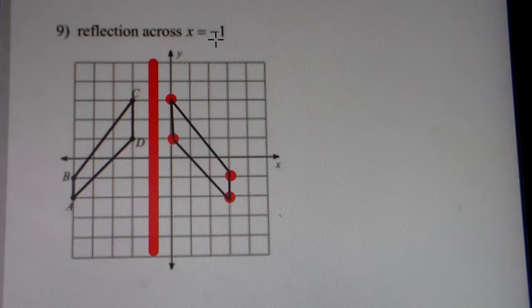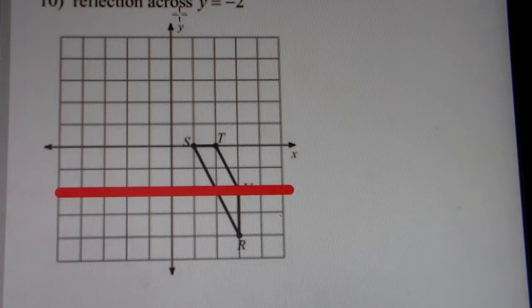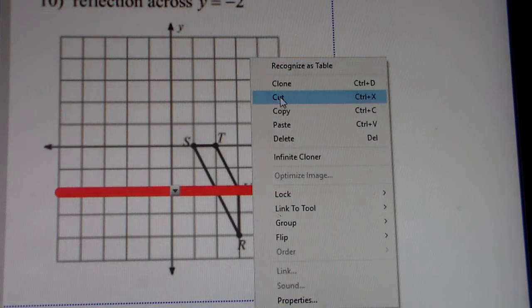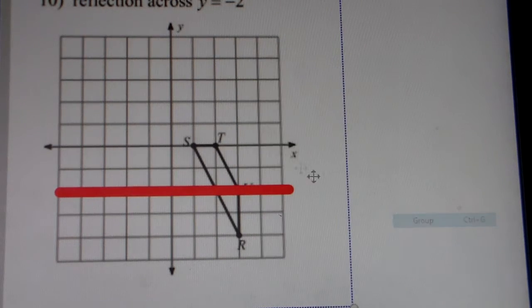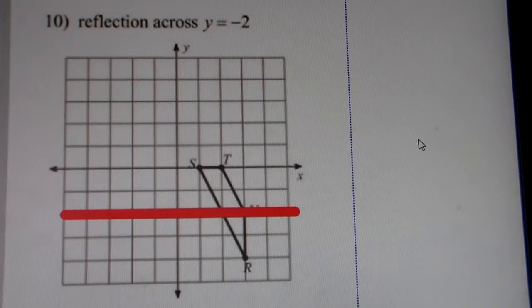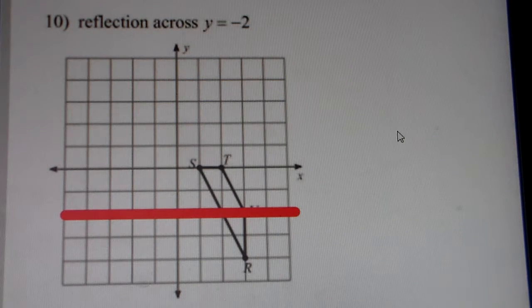And that guy is a reflection over the x equals negative 1 line. This guy, I'll slide it down a little bit. This is a reflection across the y equals negative 2 line. So in red, I drew the negative 2 line. Now we got to reflect each one of those points.